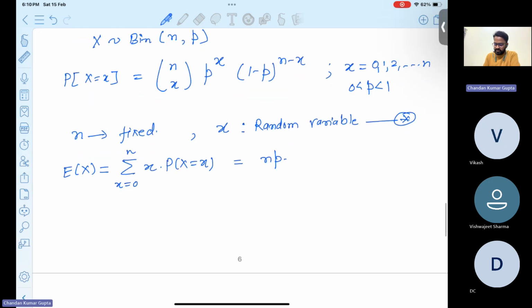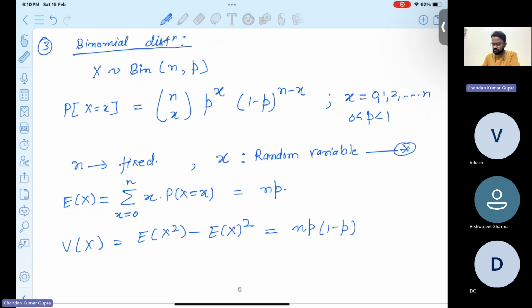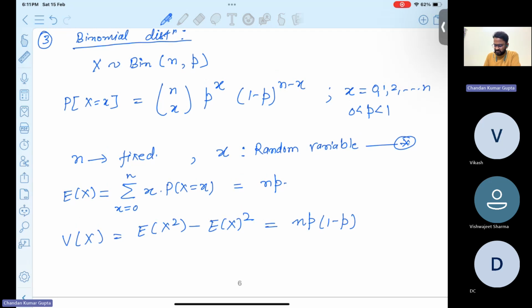N into P. Okay, and the variance of X is equal to the expectation of X square minus the expectation of X whole square, and after solving, we will get NPQ. Since P, okay, not Q, let me write it as 1 minus P. We can write Q for simplicity. So NPQ is there. Here you can see that the variance of X is less than the expectation of X in the binomial case.